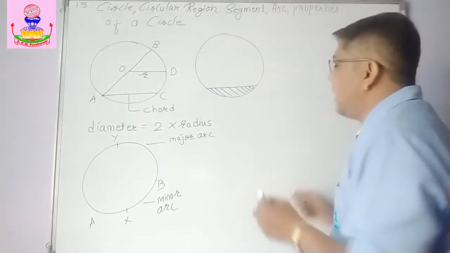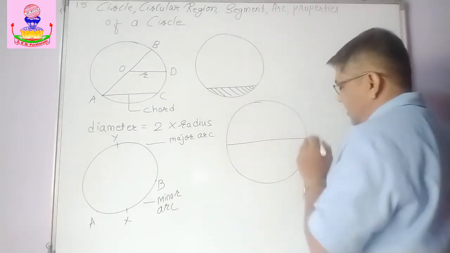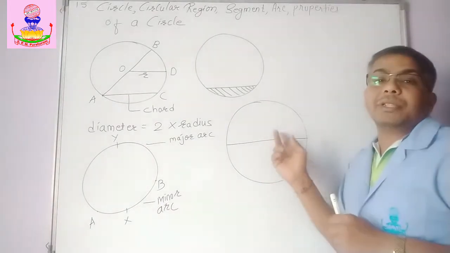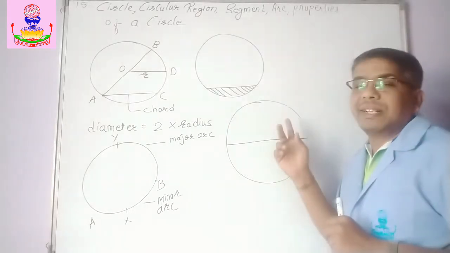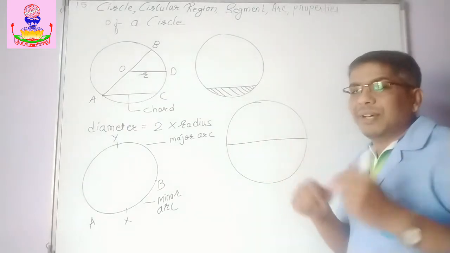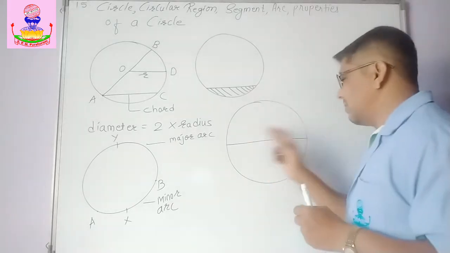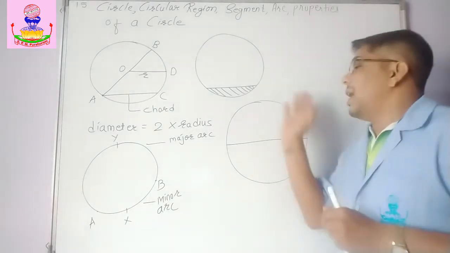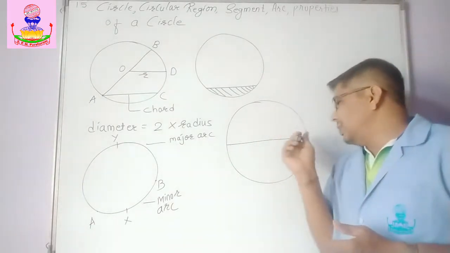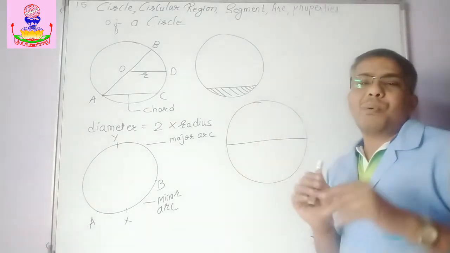Now if a diameter is there, the diameter divides the circular region into two equal parts. Each is called a semicircular region, or these are semicircular arcs. Now, the angular measure of a circle is how much? Yes, 360 degrees. So the angular measure of a semicircle is 180 degrees.